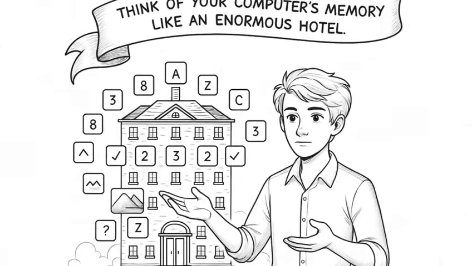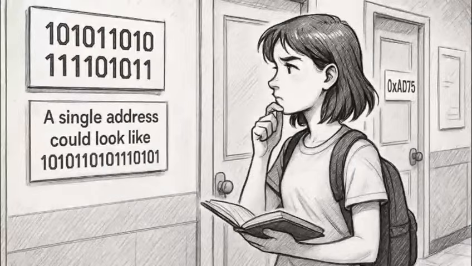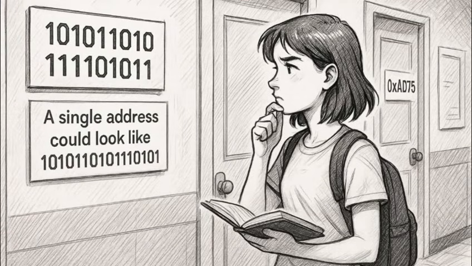Think of your computer's memory like an enormous hotel. Every room in that hotel has a unique address, and each address stores something, a number, a character, a part of an image, or even an instruction for your program. Now imagine if every room number was written in binary. A single address could look like 101011010101101. That's a nightmare to keep track of. But in hex, that same address might just be 0xAD75. Much easier to read, much easier to manage.